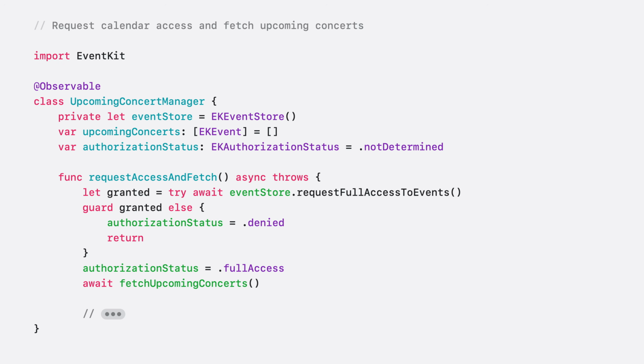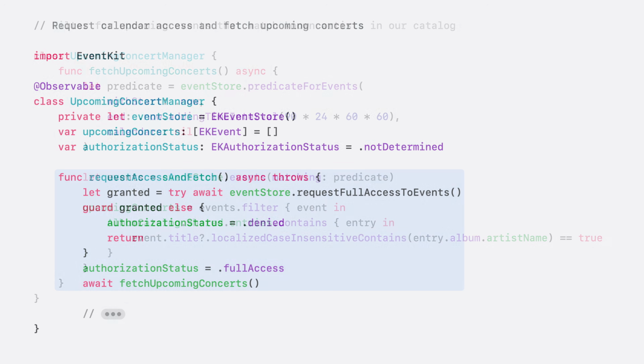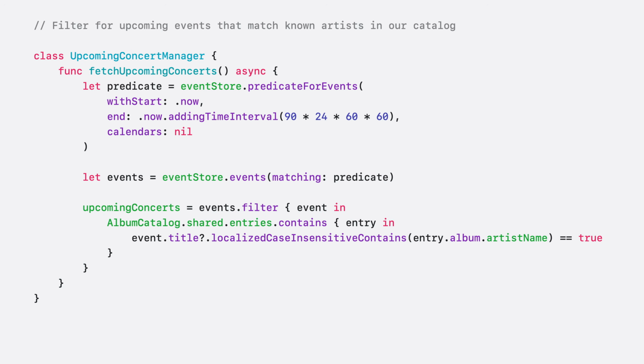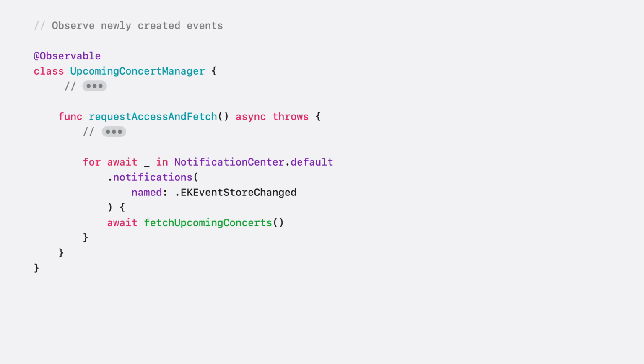This is my upcoming concert manager, which uses EKEventStore. I'll request read access to calendar, then query for upcoming events. For our app, I'll simply filter for events in the near future that match artists in my catalog. I'll also add a notification observer, so new events, including ones created by visual intelligence, appear automatically.